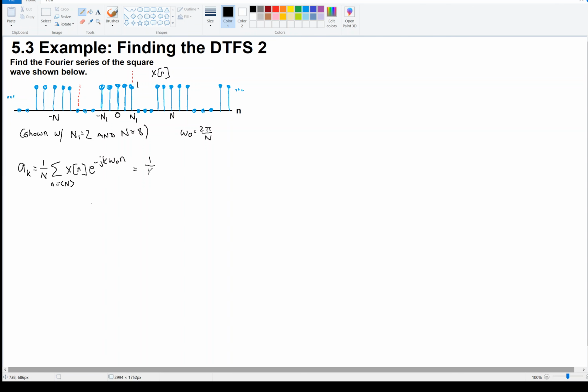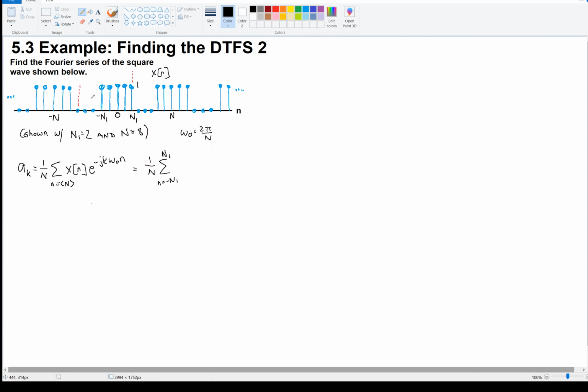So I'm going to say 1 over N, and I'm going to go from n equals, whatever this is. I guess I'll still keep it as a period. Actually, let me back up. So now in this red window, the only non-zero samples are from negative N1 to N1. So my sum, I'm going to take from negative N1 to N1.